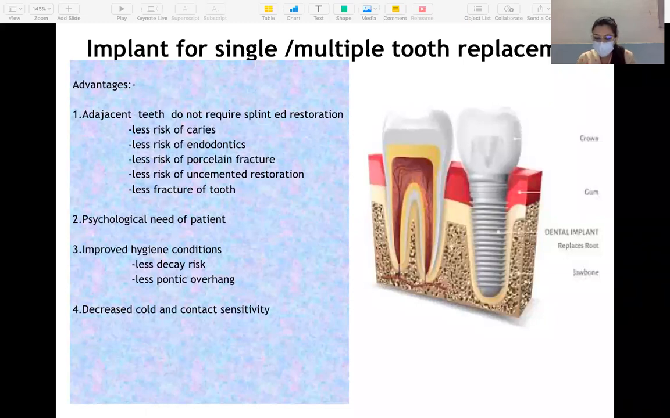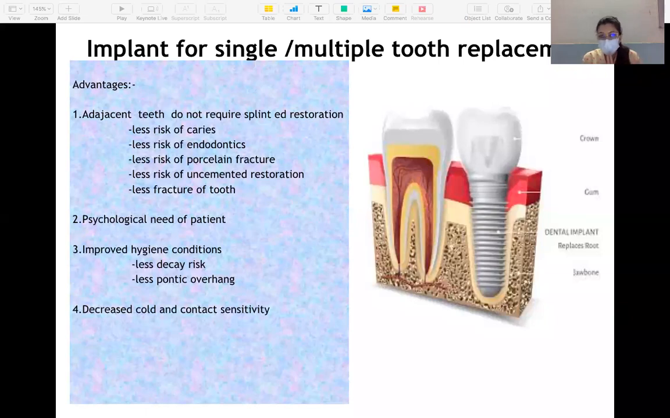Because FPD and RPD are mainly making use of what is there in the oral cavity. But implant is not gaining any support from the intraoral structures. Rather, it has a strong hold or strong anchorage, which we call osseointegration. It is osseointegrated to the bone. Adjacent teeth do not require splinted restorations. Implant is an independent restoration, with less caries, less endodontics, less porcelain fracture, less uncemented restoration, less fracture of the tooth.